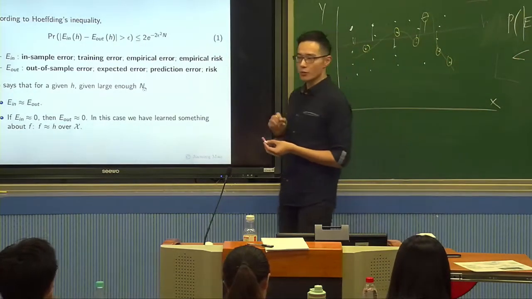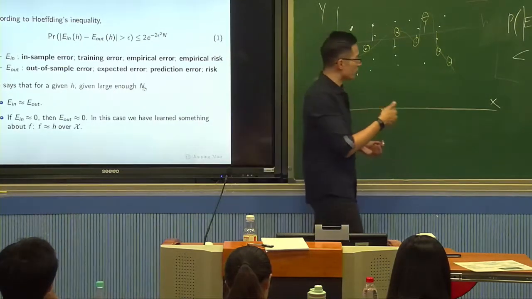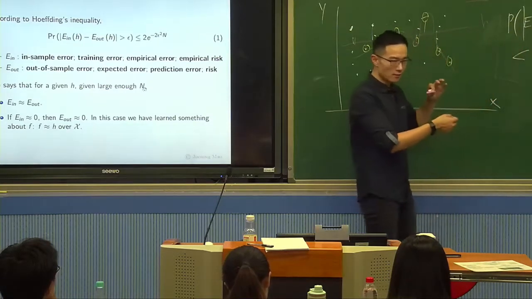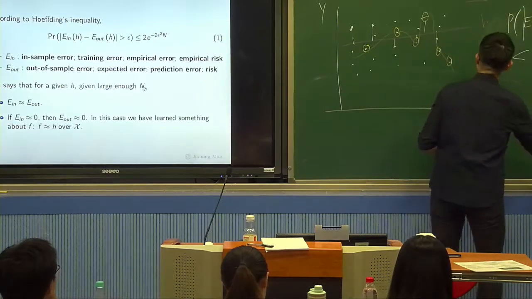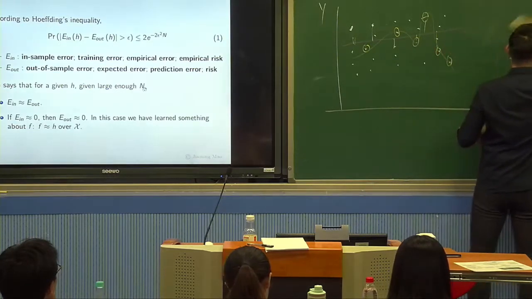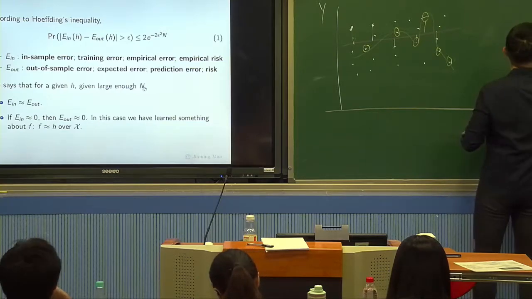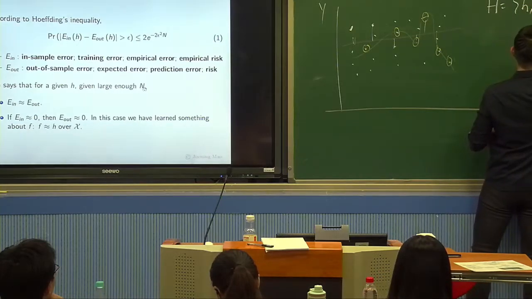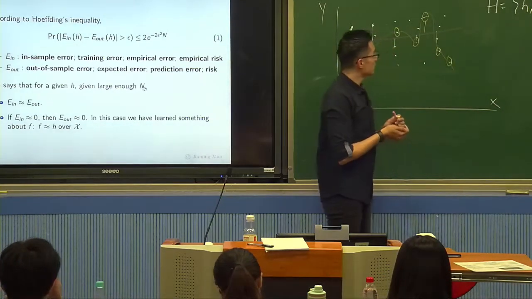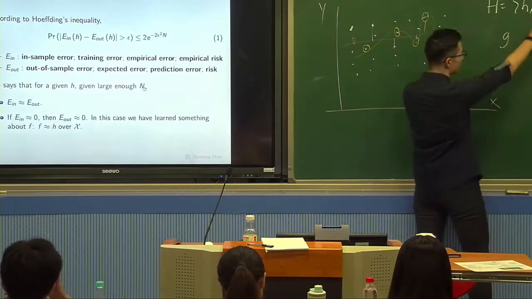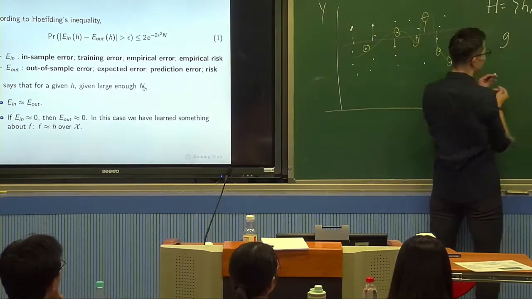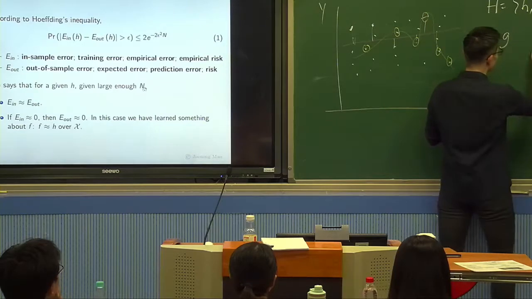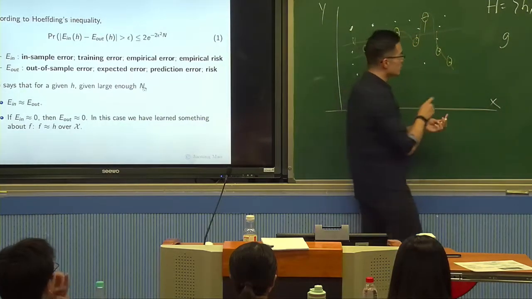So in this class, we try to introduce a modification to this inequality so that we can still express something from E-in to E-out. Here's how we're going to do it. It's actually pretty simple. If I give you a hypothesis set containing h1 to hn, m hypotheses, and I'm going to pick a g, so g is one of them. I don't know which one. g is one of the h. I'm going to pick a g, and calculate E-in of g on the observed data. My question is, what is E-out?